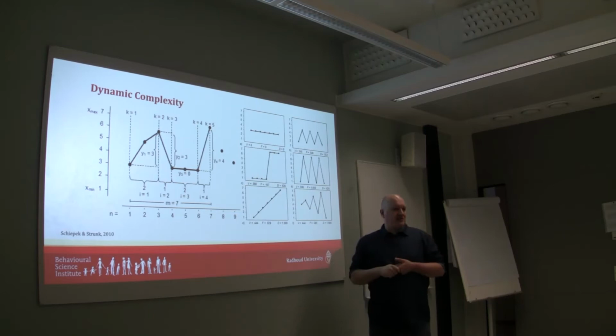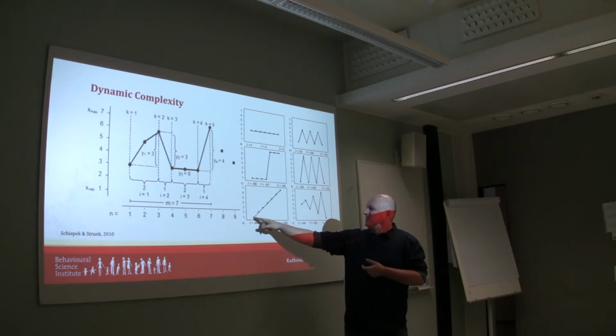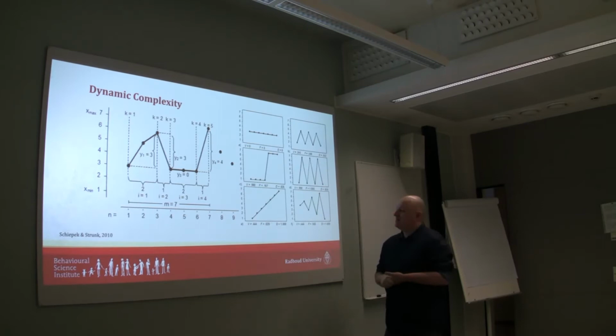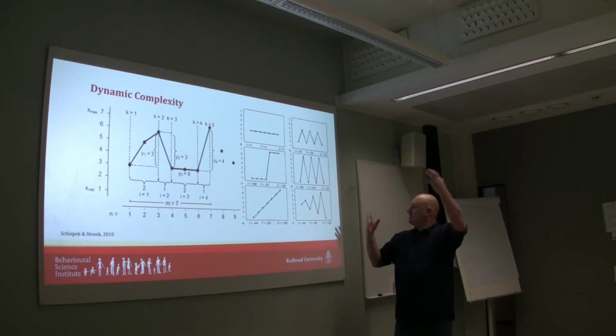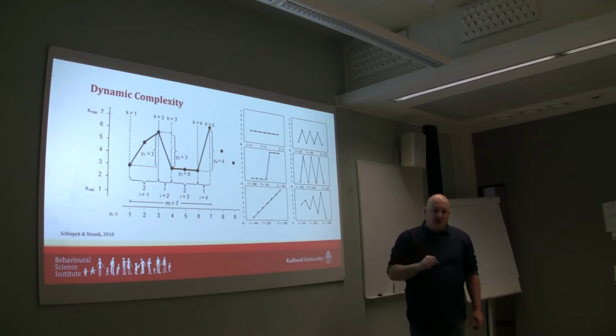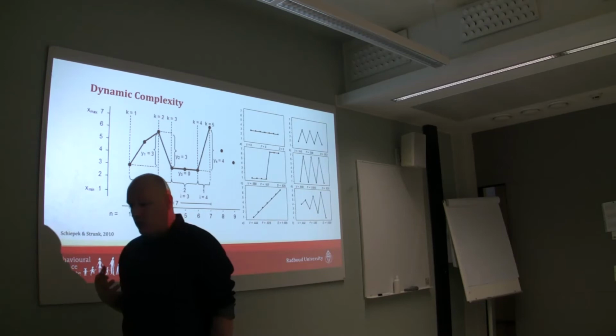And if you look, these are the same number of numbers, so the values of the scale are in there as well, but in a completely different pattern, right? So this is a linear increase, but this is an oscillating expansion, and you want to be able to distinguish between those. And when using the dynamic complexity, you can do this. So it's especially useful for working with these rating scales.